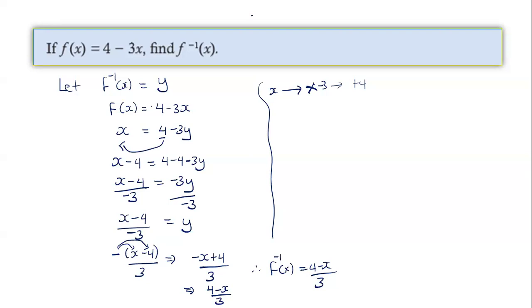So, members, is that fine? I want you to learn the algebraic one because it makes life a bit much easier.